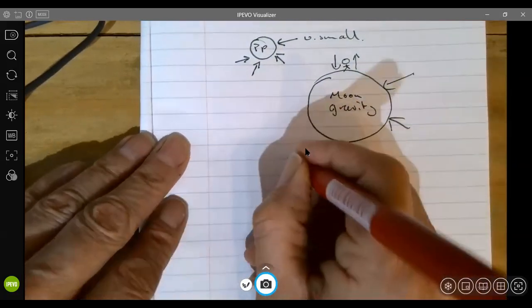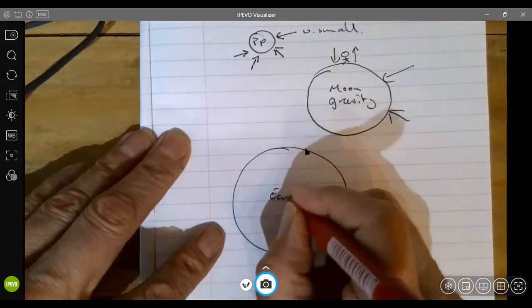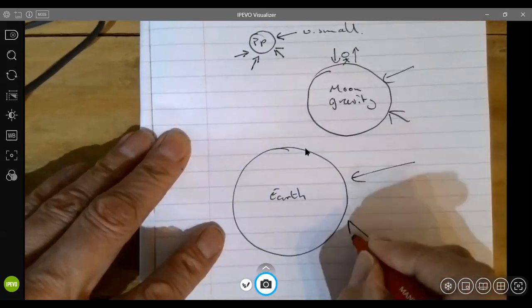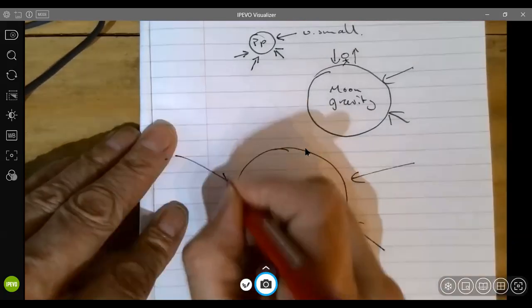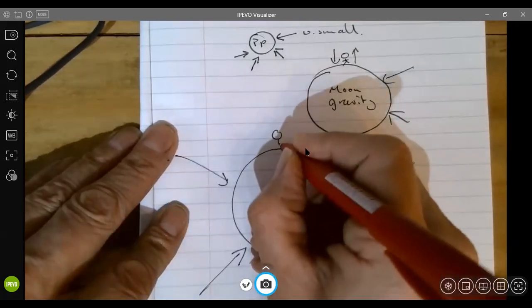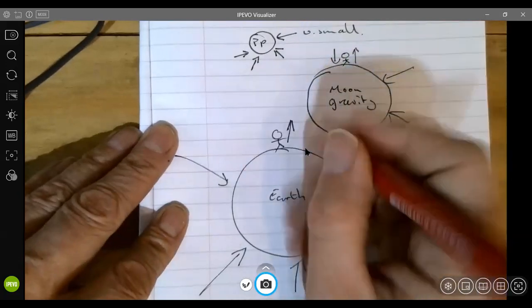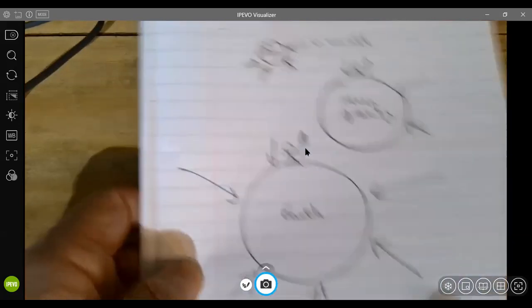Now, the Earth has an even bigger mass, so it has an even bigger pull of gravity, which is why when you jump up on the Earth, you don't carry on going up that far, it quickly pulls you back down. Very difficult to escape the Earth's gravitational pull.